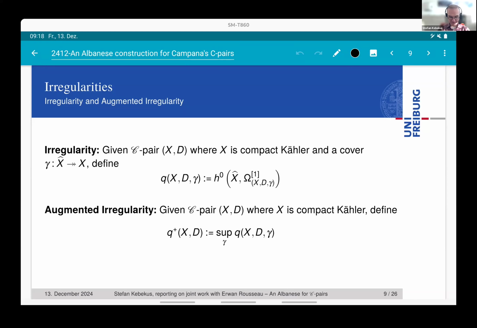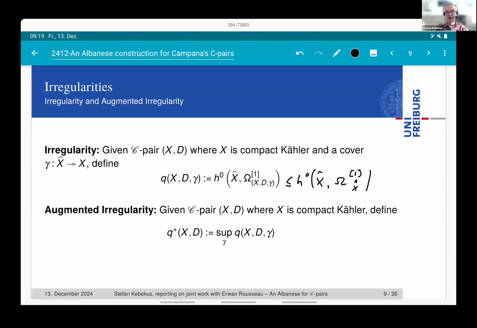But once you choose a cover, you have these adapted differentials, adapted one-forms, and you can ask for their dimensions. So this is simply a subset of H^0(X̂, Ω^1_X̂). So this is not a subset, it's a smaller number, or maybe equal. Right. So we have an adapted irregularity that depends on the cover.